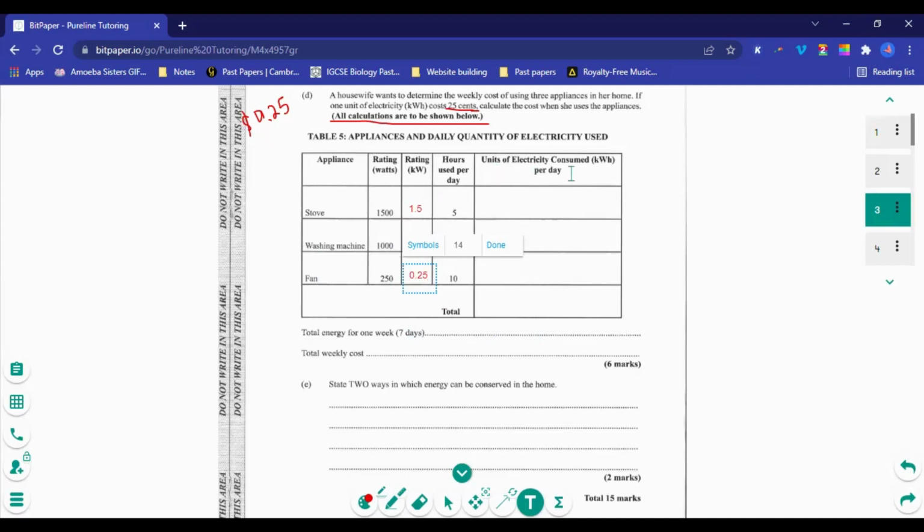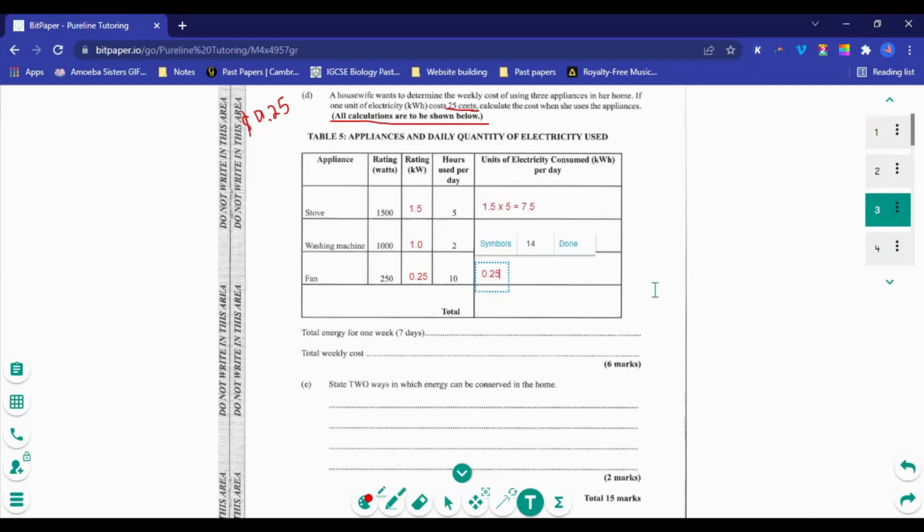Now, how do we figure out the units of electricity consumed per day? Well, we have the hours used. So this is in hours. We don't have to do any conversions here. So to find out how much is consumed, it's going to be the rating in kilowatts multiplied by the amount of time she has been using it. So it's going to be 1.5 multiplied by 5, which is going to give us 7.5 kilowatt hours. We have 1.0 multiplied by 2, which is going to give us 2.0 kilowatt hours.